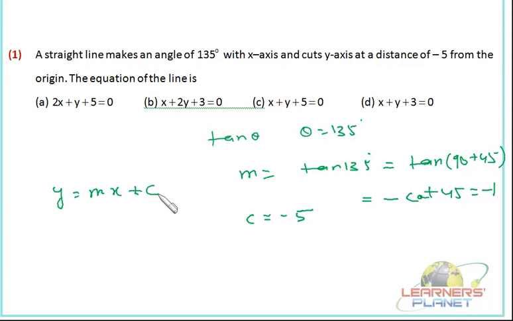y is equal to mx plus c. Now y is equal to, m is what? -1. And what is c? c is -5. Okay, so it is y plus x plus 5 is equal to 0, or we can say x plus y plus 5 is equal to 0. Okay, so this one. I hope you are clear.